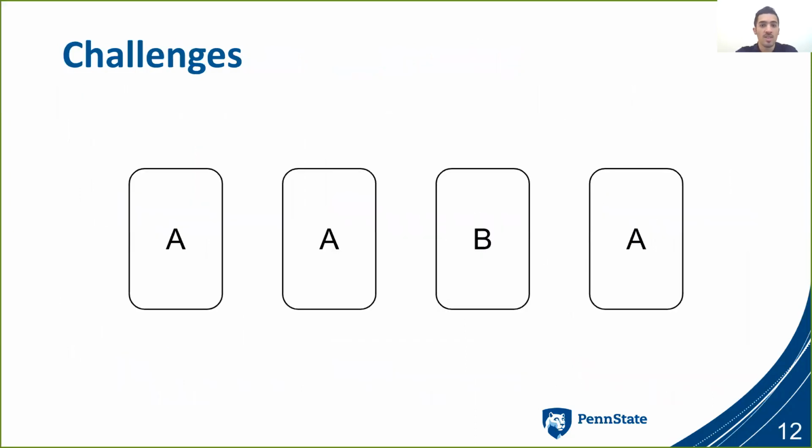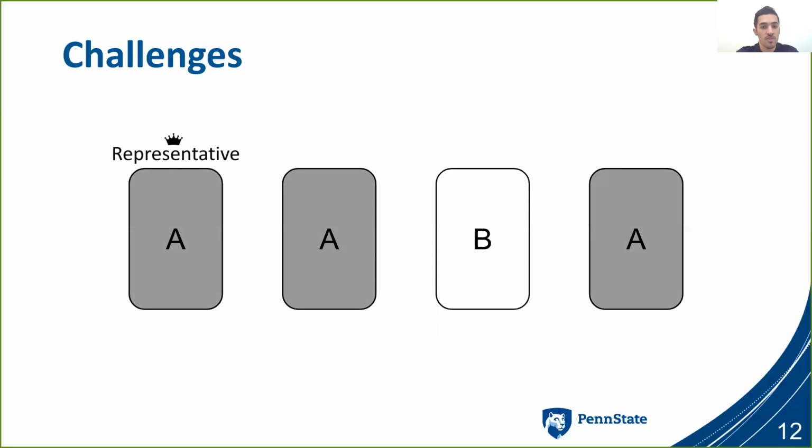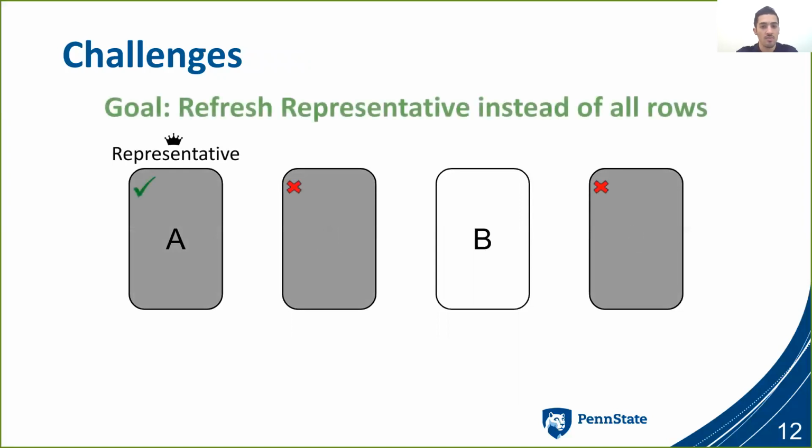Now let's look at how we can leverage this opportunity to reduce the memory refresh overhead and what the challenges are. Assume we have 4 rows in memory, 3 of which have the same value A. Since these rows have the same value, the goal is to merge these rows into one representative row and only refresh this row and skip refreshing the other ones.